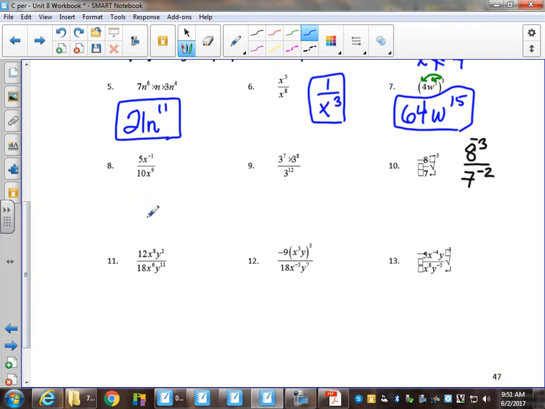Number 8. Who wants to contribute? New voice. Jeffrey. Very good. 5/10 simplifies to 1/2. X to the negative 1 needs to move to the denominator. Why does x to the negative 1 need to move? Because negative exponent. Very good. X to the 10th. The 1/2 comes from simplifying 5/10.